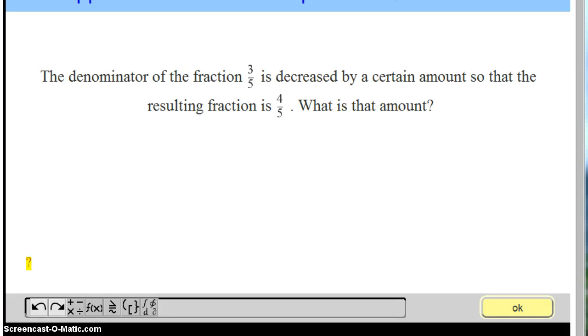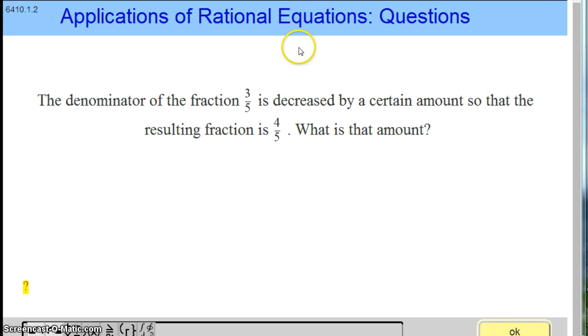Alright, this video is on applications of rational equations, and this is a word problem, so these can be a little tricky. Just make sure you read it through several times. Don't give up on the first try. Write down what you know, and try to figure out what the unknown is. So let's read through this.